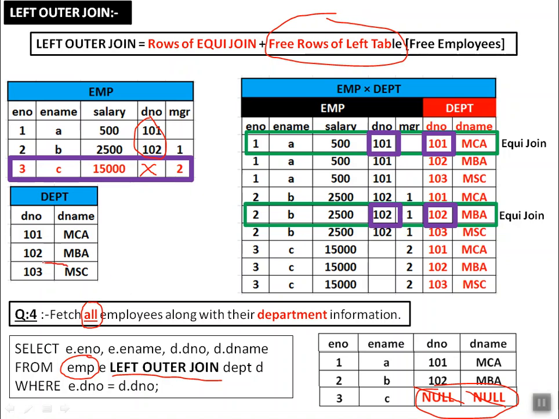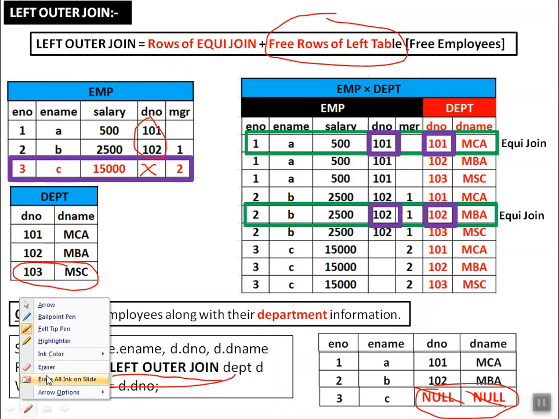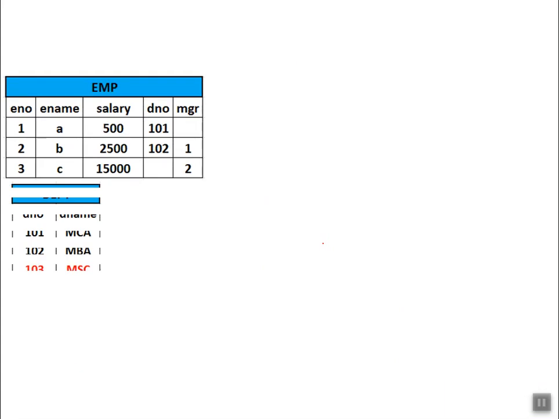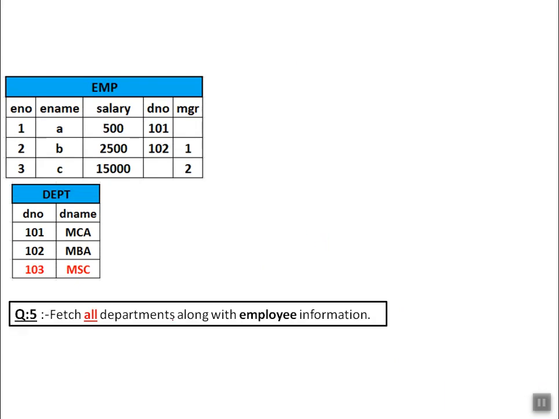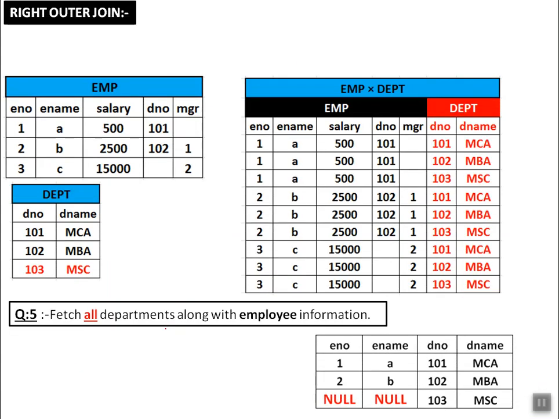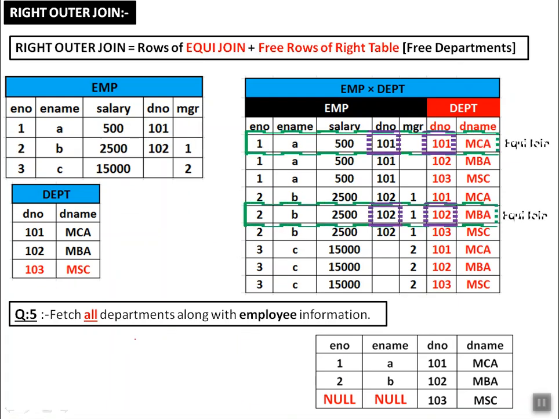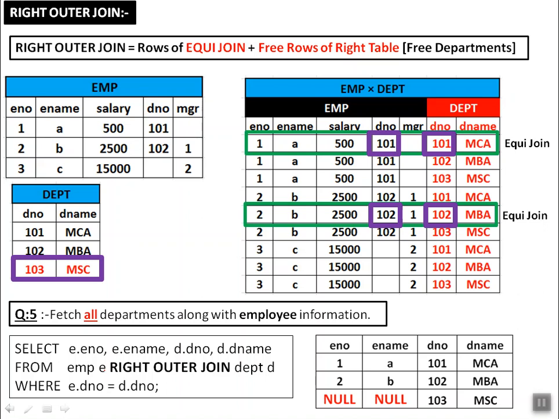Similarly, if you want free department information, you have to go for right outer join, or you can swap this. Look at that. Right join. Fetch all departments. The same concept, guys. This time, rows of equi-join plus free rows of the right table. It is also an extension, guys.